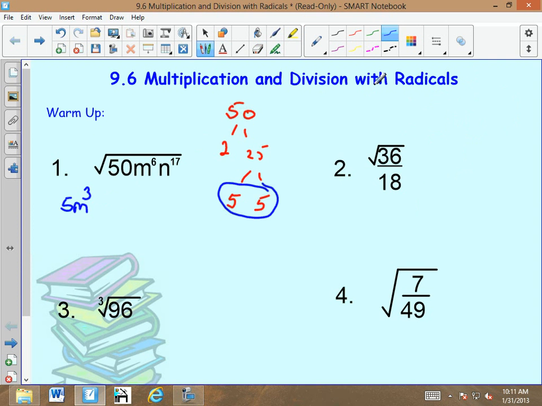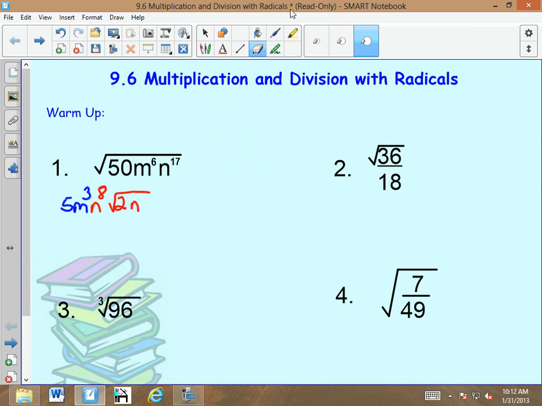N to the 17th is a little tougher. 17 divided by 2 is 8. So 8 n's get to move out. Now, there is a leftover, isn't there? There's 1 n left over. So inside my square root, I have a 2 that has to stay, and I have an n that has to stay. Okay? And that be that.